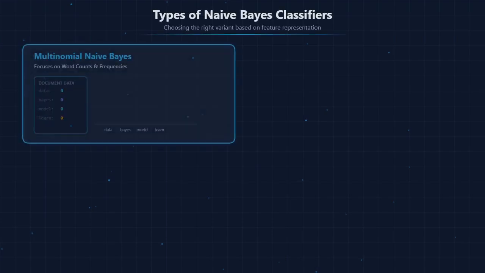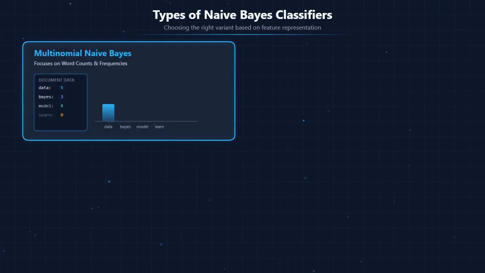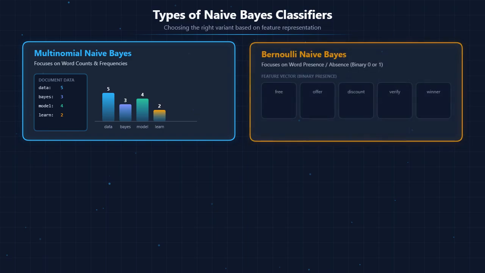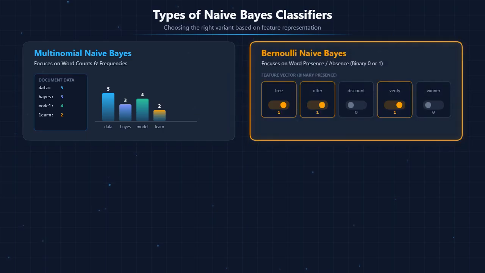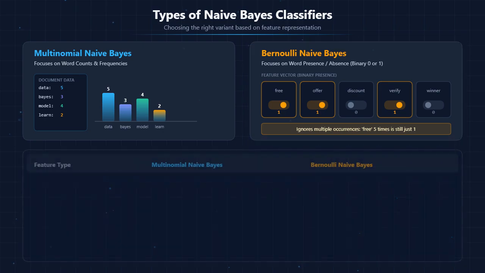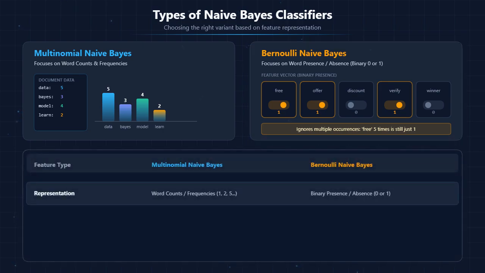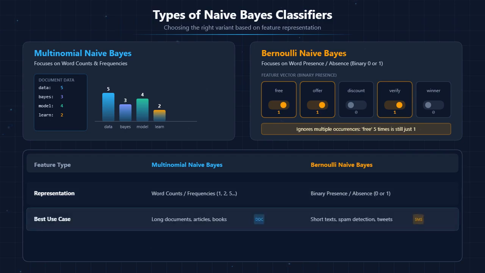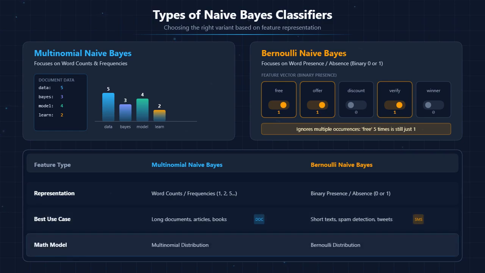For discrete data, we have two primary variants. Multinomial naive Bayes is the classic choice for text classification, where we care about word counts and frequencies, how many times a word appears in a document. On the other hand, Bernoulli naive Bayes is a binary classifier that only cares about presence or absence: did the word appear or not, represented as a 1 or a 0. Choosing the right variant depends entirely on your feature representation, with multinomial being ideal for long documents and Bernoulli excelling at short texts.